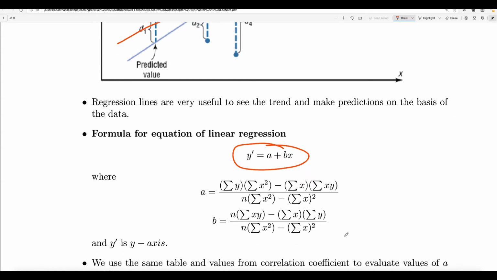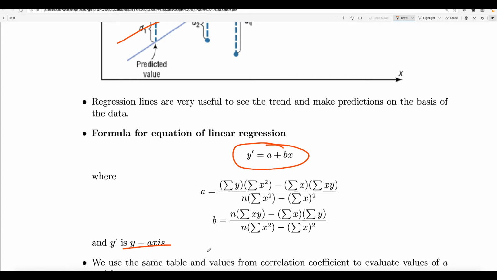Here, y prime is the y-axis value. That's what the y prime means. It's just a notation, but it is the y component, whatever you say.